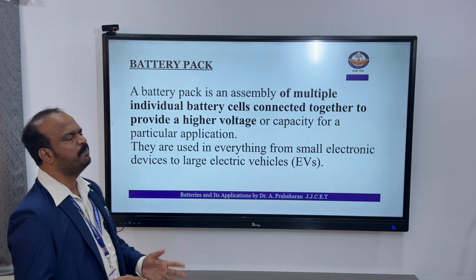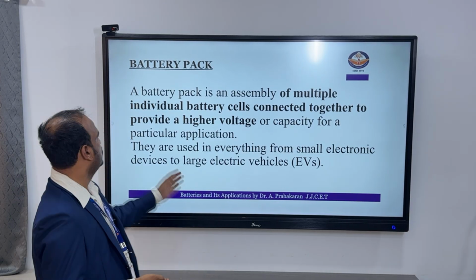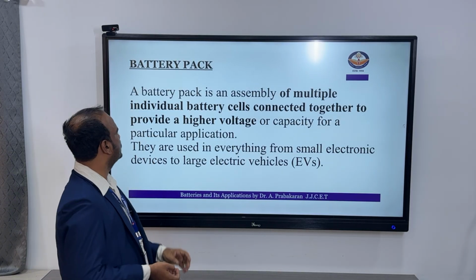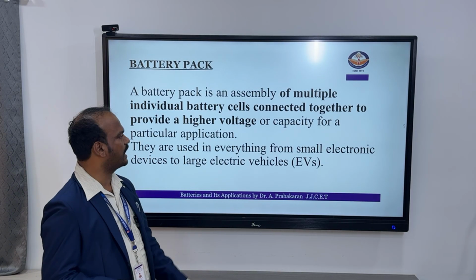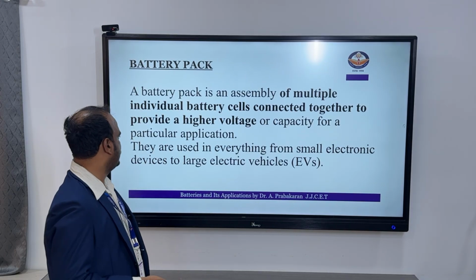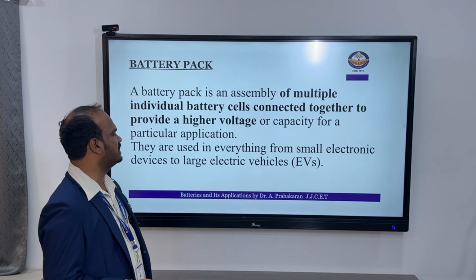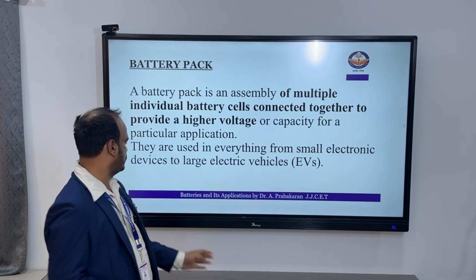Okay, now how does the battery pack store energy? The battery pack is an assembly of multiple individual battery cells connected together to provide a higher voltage or capacity for a particular application. They are used in everything from small electronic devices to large electric vehicles.